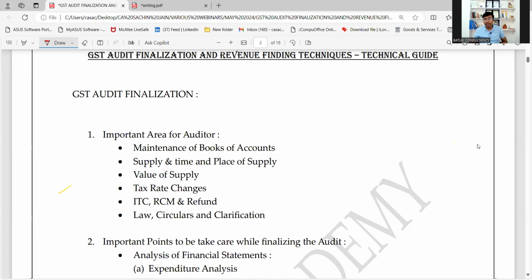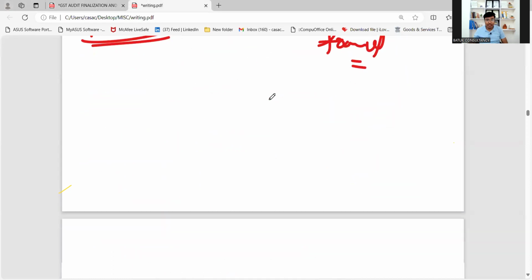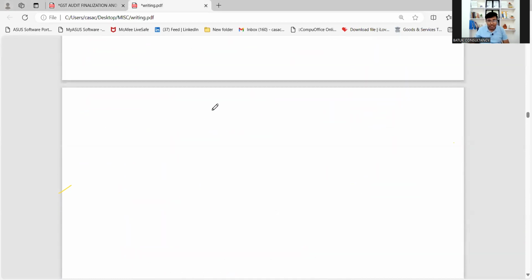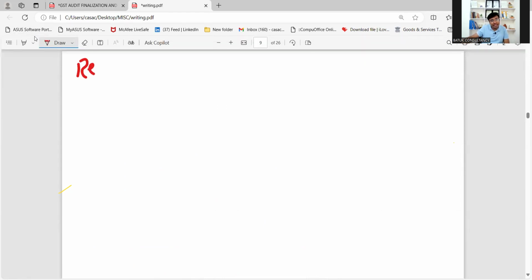Now we'll discuss certain important areas for the auditor. But before discussing that particular point, we'll discuss certain reconciliations which you need to take care of while doing your business audit or while finalizing the business audit. वरना क्या होगा कि आप बोलोगे सर आपने reconciliation के बारे में तो बात ही नहीं की.